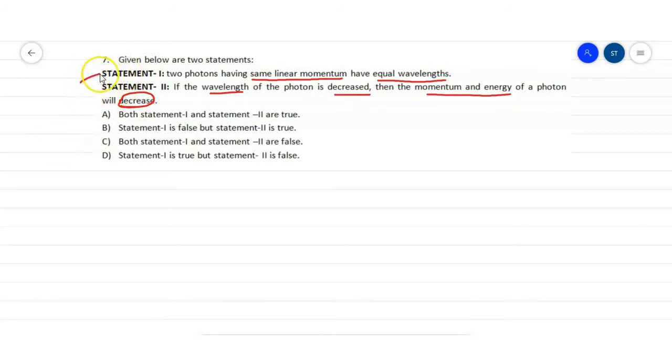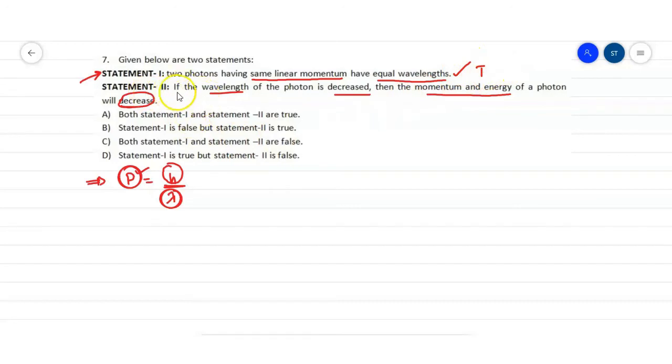To see the validity of statement 1, I am going to use de Broglie's equation. De Broglie equation is the linear momentum of any particle will be given as Planck's constant divided by wavelength, h by lambda. Now it is given that two photons having same linear momentum will have same wavelength. Momentum is same. h is a universal constant. So if momentum is same, we can say that wavelengths will be same. So statement 1 is a true statement.